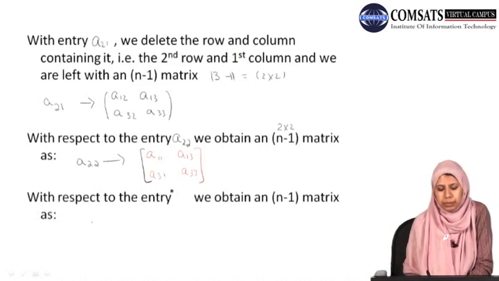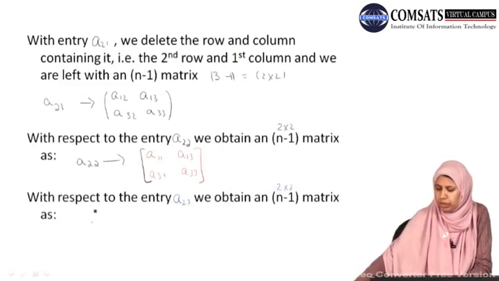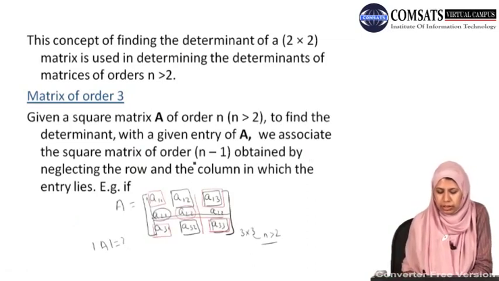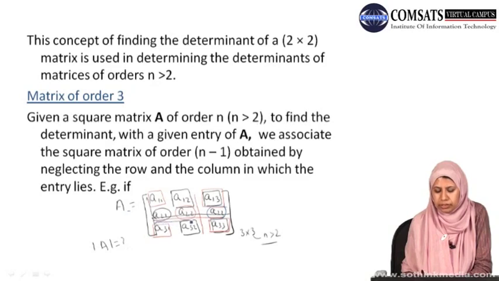Similarly, if we are interested in finding the submatrix with respect to the entry A23, then we will obtain a matrix of order 2 by 2. How? This is our entry A23, and we will delete the row containing this entry, that is the second row again, and the column containing this entry, that is the third column. And this time we are left with our entries A11, A12, A31 and A32.